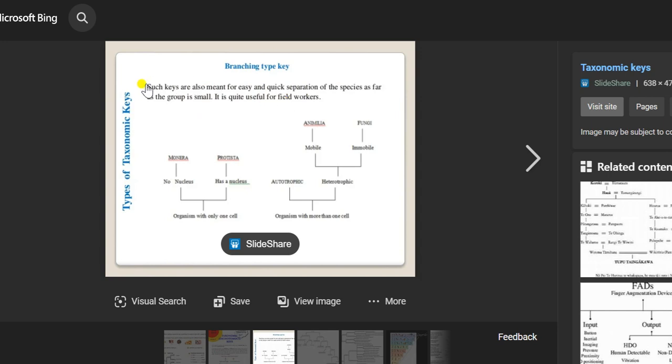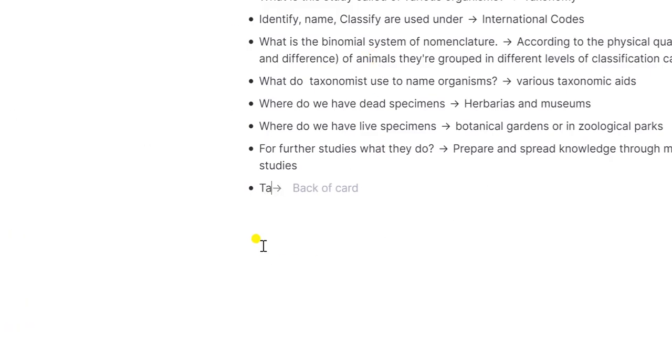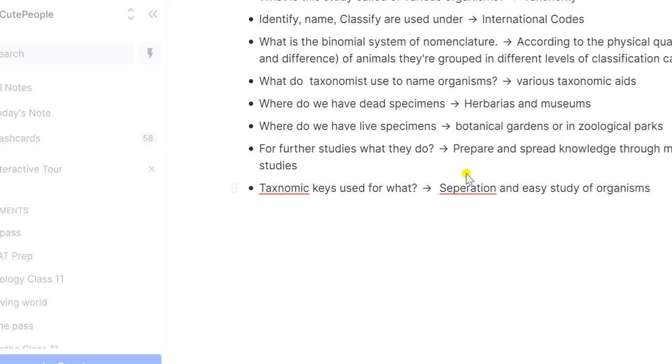So such keys are meant for quick and easy separation. Taxonomic keys are used for the separation and easy study of organisms, right?